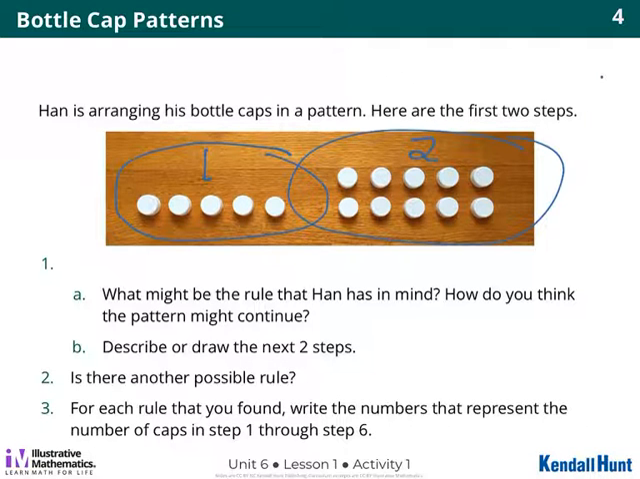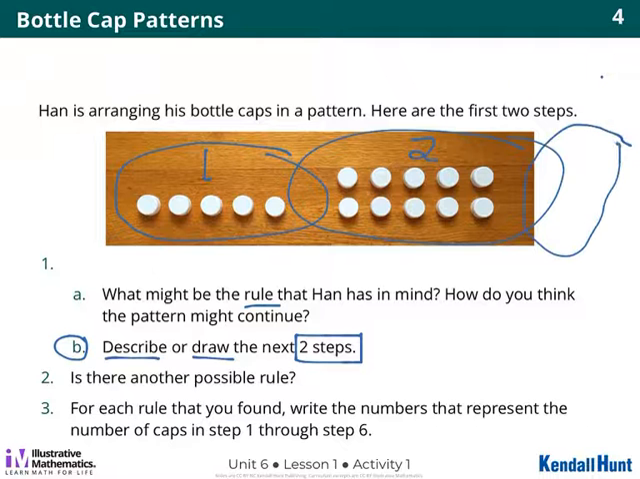Okay. So number 1, you're going to work with your math partner in a minute. What might be the rule that Han has in mind? How do you think the pattern might continue? Then look at B. It says describe or draw the next 2 steps. So if this is step 1 and this is step 2, you're going to tell us what is step 3 and what is step 4. Okay? Do you guys think you could do that?